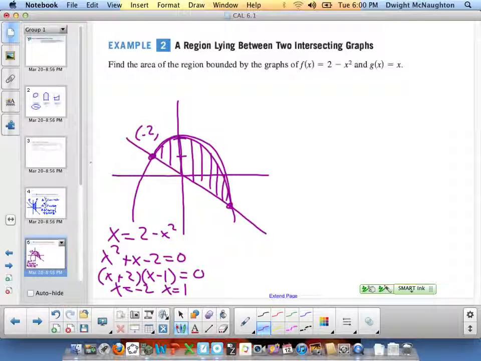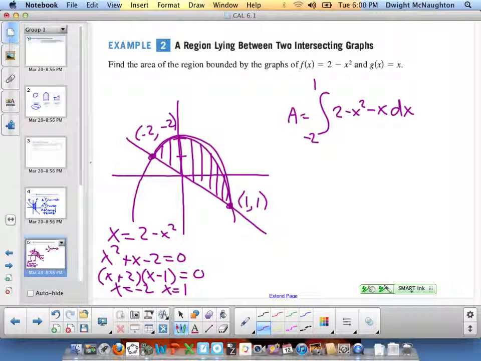So when x equals negative 2 and x equals 1, then the y value will be 1, x value will be negative 2. My graph isn't a very good graph. It doesn't show it, but the math supports that that's the way it should be. So we'll find the area. We'll do the integral from negative 2 to 1 of the top minus the bottom. The top function is 2 minus x squared. The bottom function is x, with respect to x.